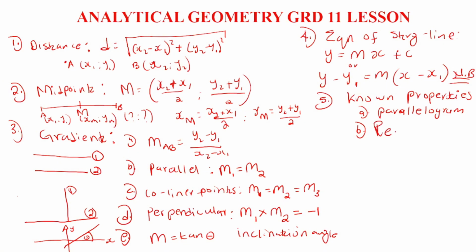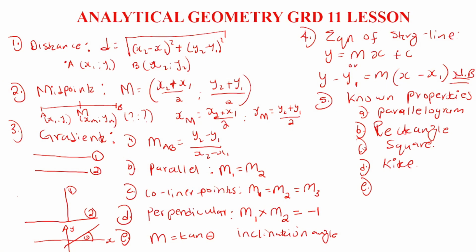And then you need to know the properties of a rectangle. You must know the properties of a rectangle. C, you also need to know the properties of a square. Right, please make sure that you understand them. And then D, you must know a kite. I have seen this in the past exams. The examiners like to bring a kite a lot. So please know that a kite has got two triangles.